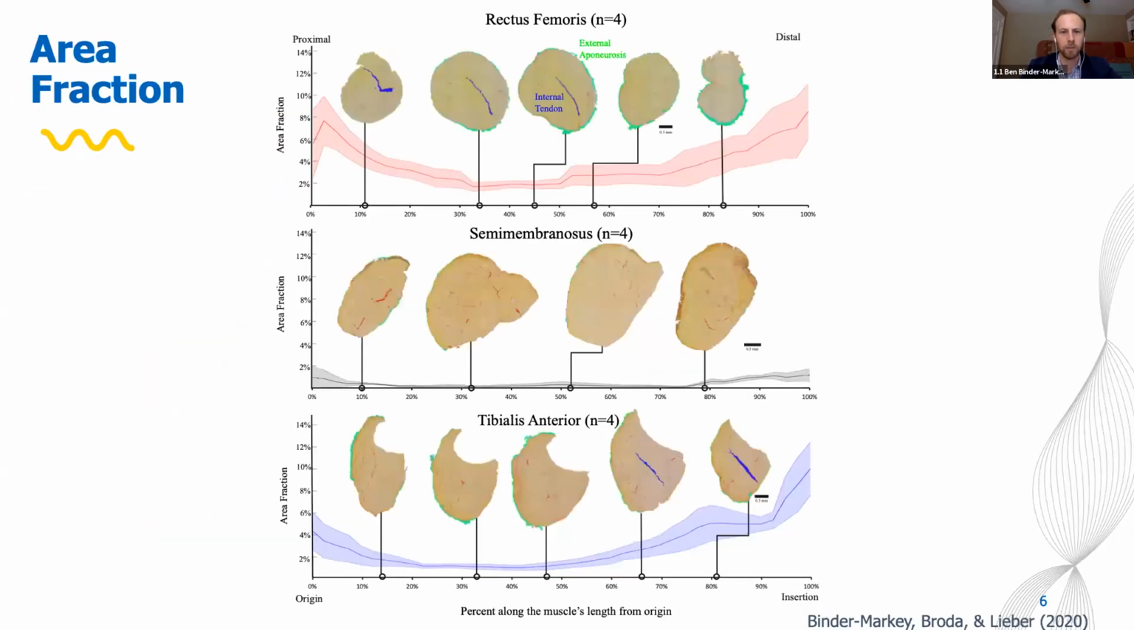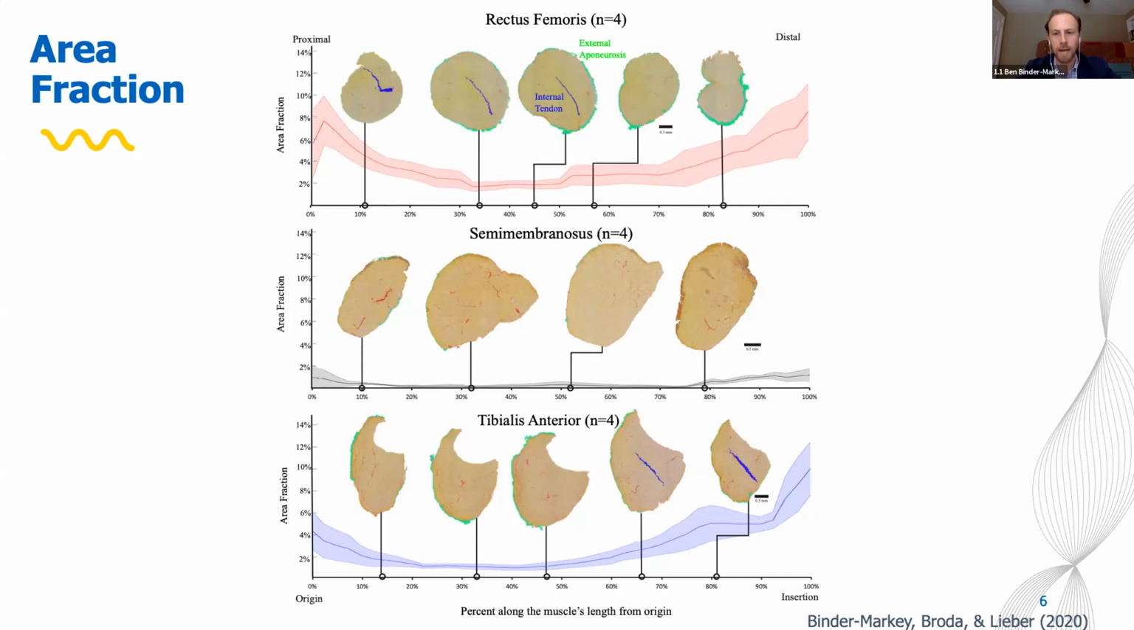To visualize the structures, we took histological sections throughout the length of the muscle and stained the connective tissue red using picrosirius red. The dense connective tissue structures were then traced and quantified. Here we have the internal tendon in dark blue and the external tendon or external aponeurosis in green. The sum of these areas over the total area of the muscle of each section gives the area fraction occupied by these dense connective tissue structures within each section.